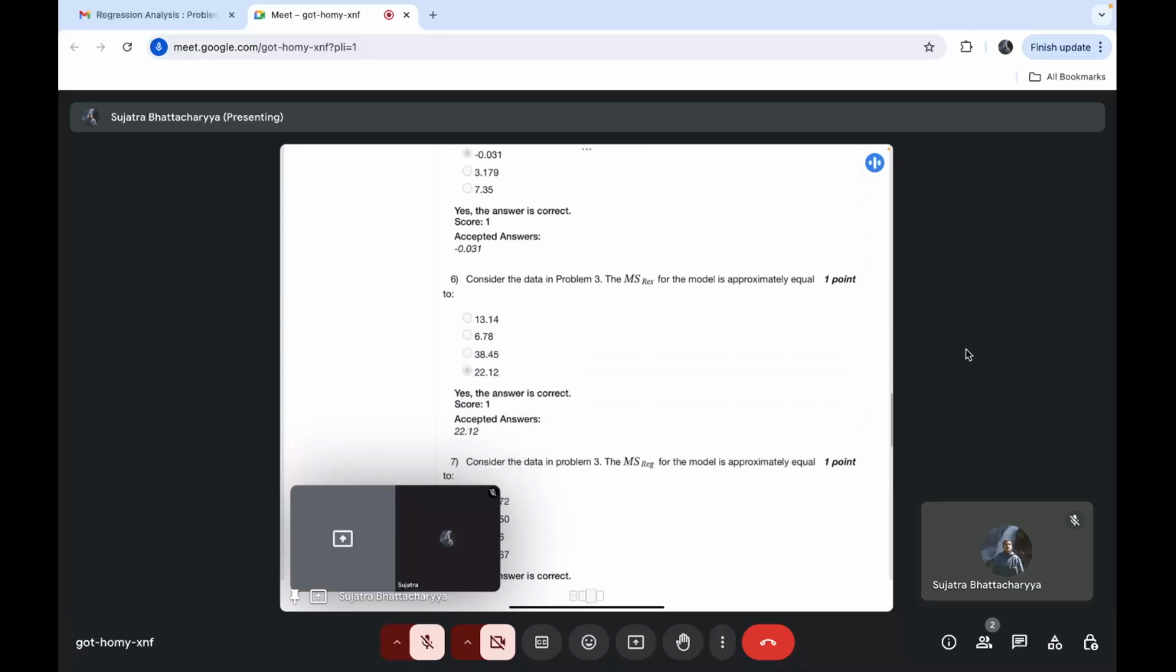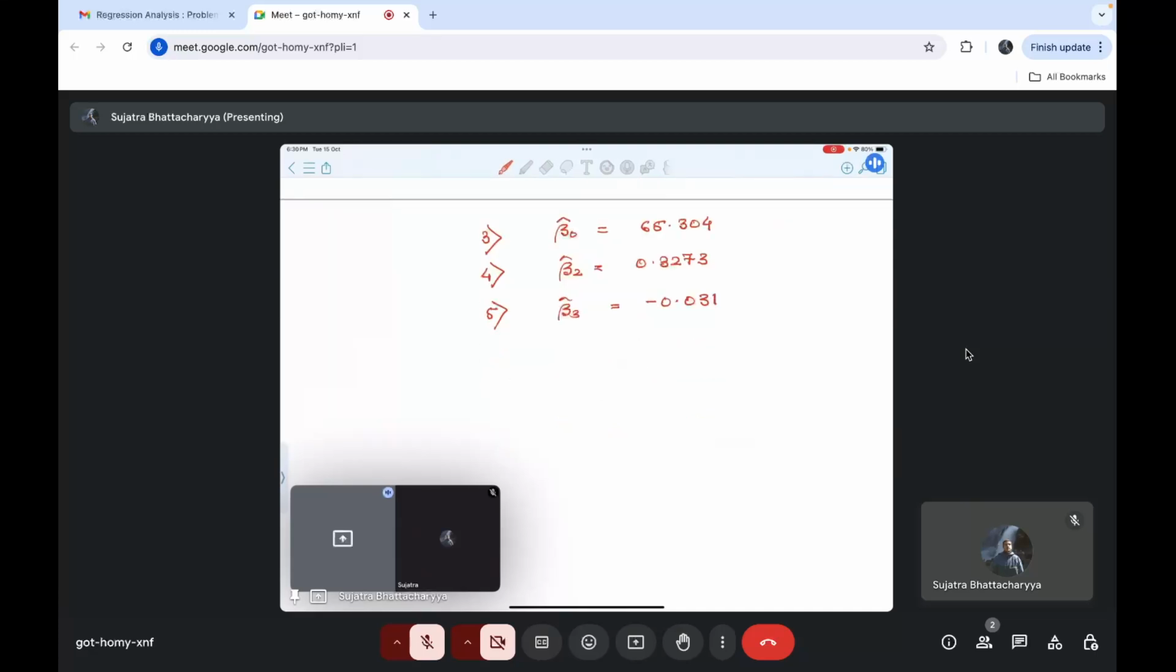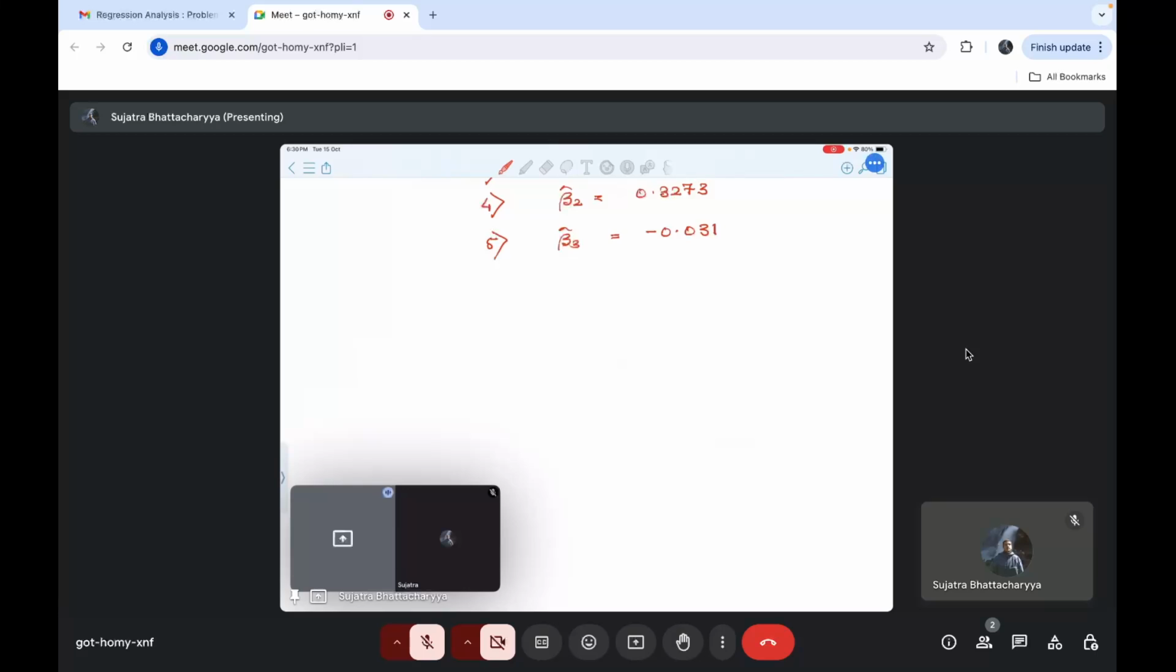Well, let's come to the next question, which is: consider the data in problem 3. MS residual requires to be calculated. So let's see. This is completely based on the multiple linear regression model. Only the trick is that we are using the polynomial regression instead of multiple linear regression. But the way of proceeding is same. Okay, for the sixth question, they asked to find out what is the MS residual. Okay, so for MS residual, what do we require? We require SS residual divided by the residual degrees of freedom.